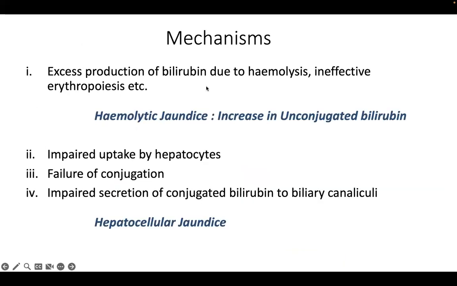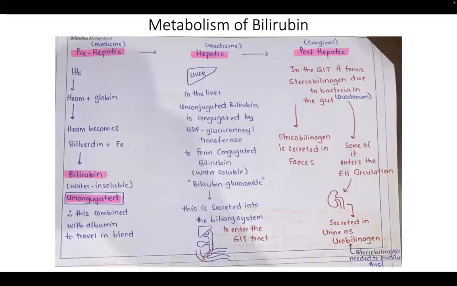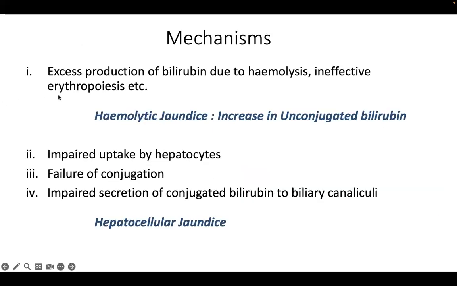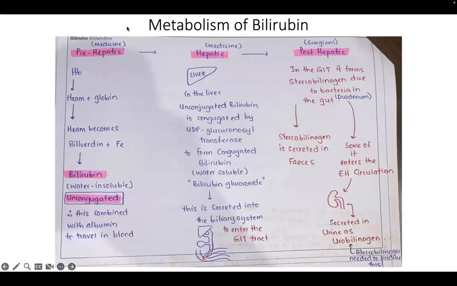So what are the mechanisms? Like before, we spoke about how jaundice can be at different levels. That's basically what we're talking about here. If it's a hemolytic type of jaundice, that is, pre-hepatic, it is due to excessive production of bilirubin due to hemolysis or ineffective erythropoiesis. So you will have a pre-hepatic type of jaundice, which is hemolytic jaundice. And this will cause the unconjugated bilirubin to increase, because the problem is here. When the problem is here, the unconjugated fraction will increase.